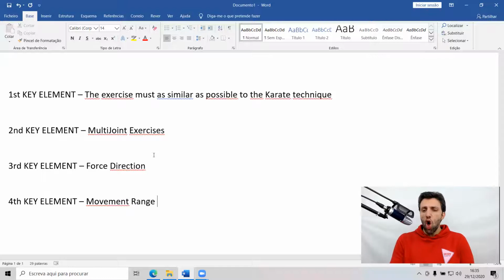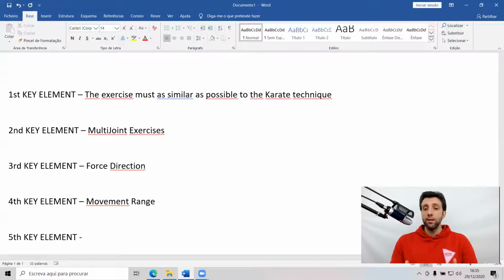nervous system will always need the specificity of what we want it to do. If we want to produce power in a shorter distance, I need to stimulate my neuromuscular system to produce power in a shorter distance. This is very important for you to understand and to apply in your training planning.